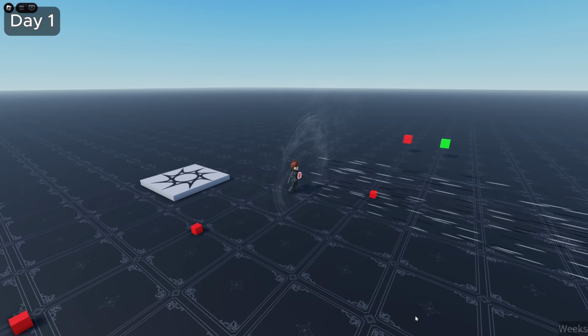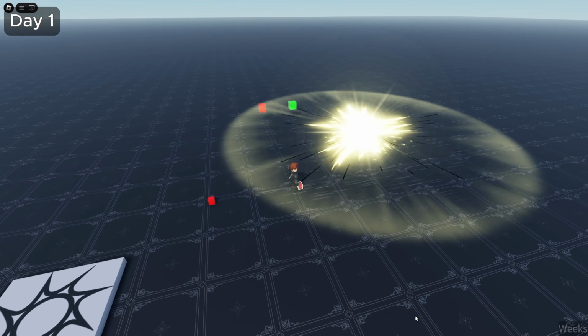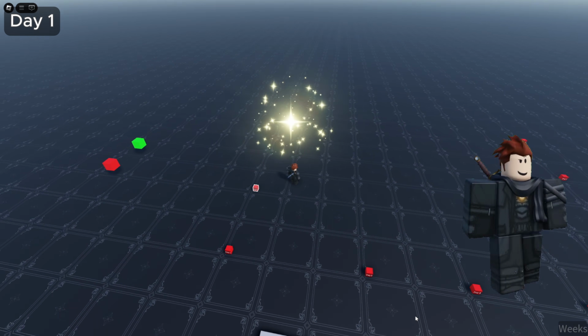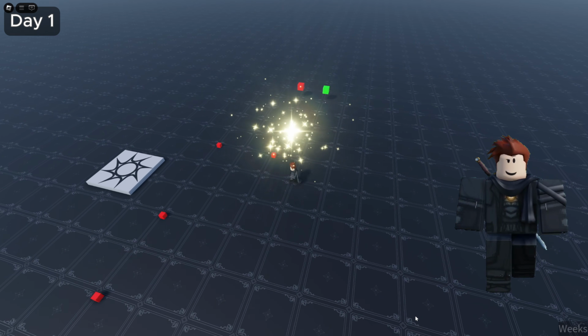On day 1 of week 3, I made a dash effect in some kind of light thing. I don't even know what to call it. At this stage, I was sort of running out of ideas, so I asked my friend for some advice.